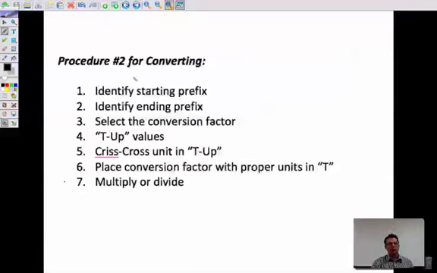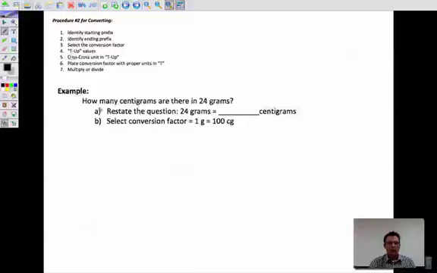Now there's a second procedure for converting. I call this the T-up procedure, or the picket fence procedure. Here are the steps. Take a minute and look at those steps. Example, how many centigrams are there in 24 grams? I'm using this to show you that you can use either procedure to convert between metric units. So we restate the question, 24 grams equals blank centigrams. It tells us to identify the starting unit, which is grams, identify the ending prefix, which is centigrams. All right, then select your conversion factor, and here's our conversion factor.